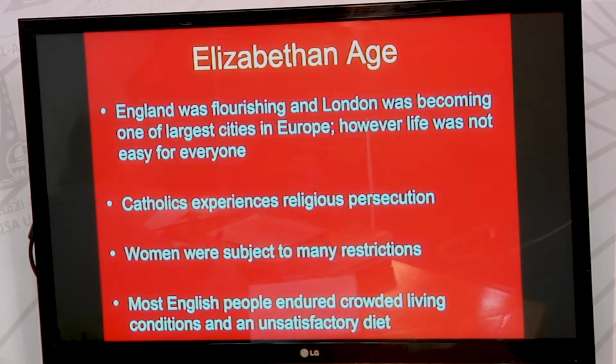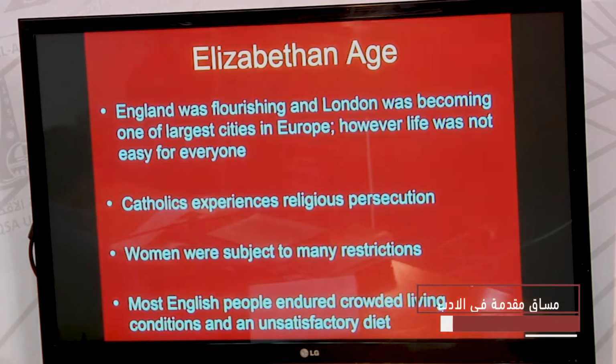Women were subjected to many restrictions. Most English people endured crowded living conditions and an unsatisfactory diet. We'll come to the plague time. England was not like a paradise. Yes, there was an expansion outside the walls of England, but again, inside England, the circumstances were not so promising.